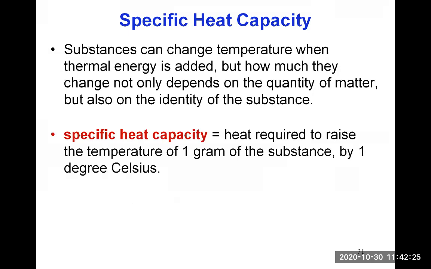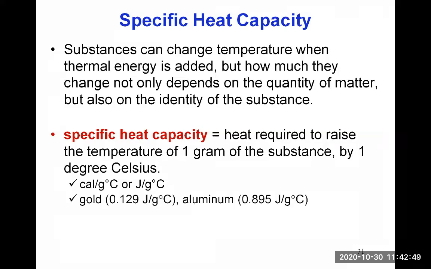So, we have tables that give the specific heat capacity of substances. And so they are given in calories per gram and per degree, or joules per gram and per degree, because it's the heat required to raise the temperature of 1 gram, so per gram, and to change the temperature by 1 degree, so per degree.